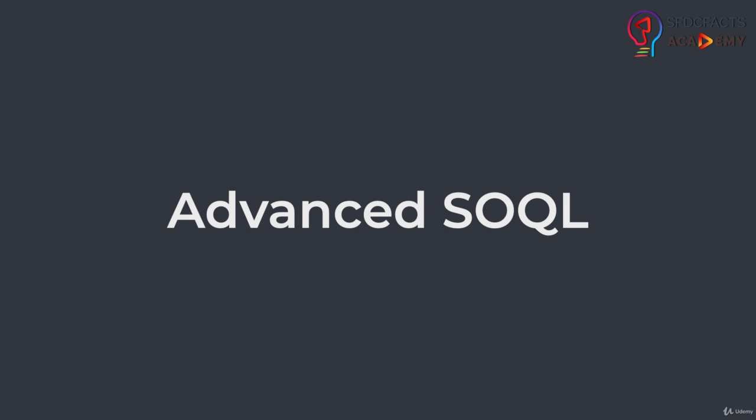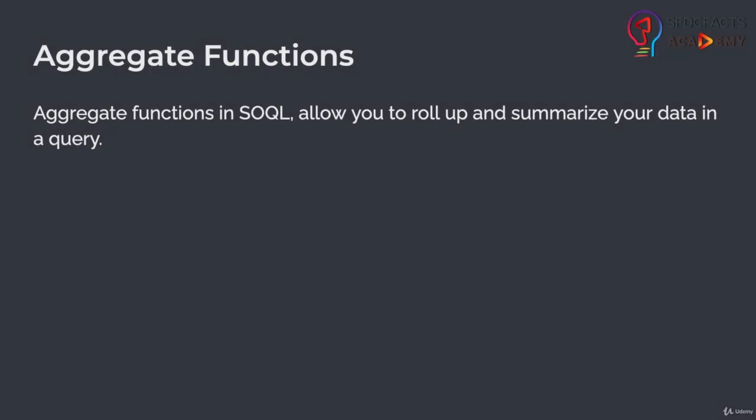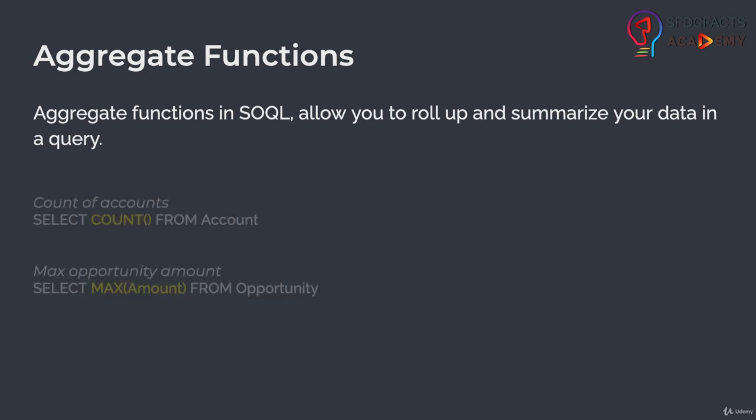And in this video, we are going to focus on aggregate functions. An aggregate function allows you to roll up and summarize your data in a query. For example, if you want to find out the total number of account records in your Salesforce org, then you can use a function called count, and you can run this query on the account object, and this is going to give you the total number of records in the account object.